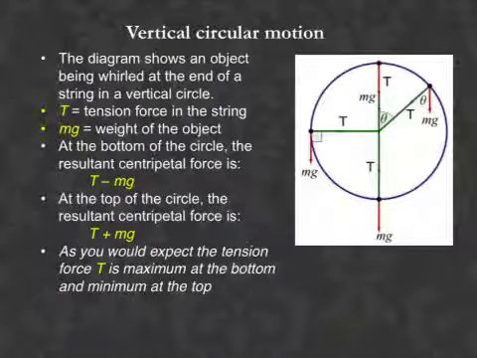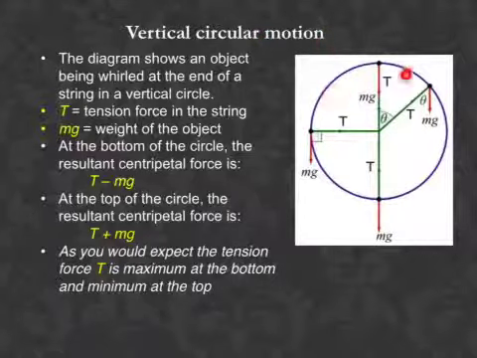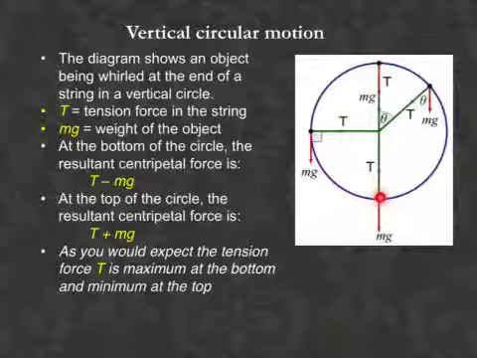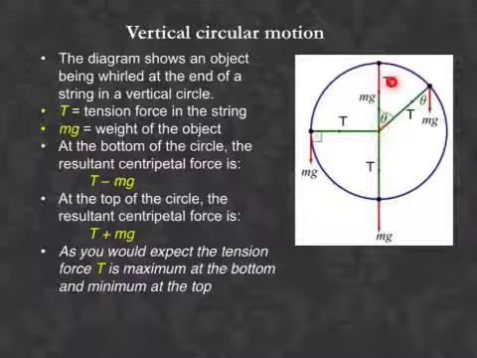Now let's analyze the vertical circular motion this way. We're just going to look at the top position and the bottom position. When the object is at this top position, there are two forces acting on it: its own weight, mg, and the pull of the string, tension. Both of these are towards the center of the circle, so both of these added together give the centripetal force, T plus mg, which is that one there.